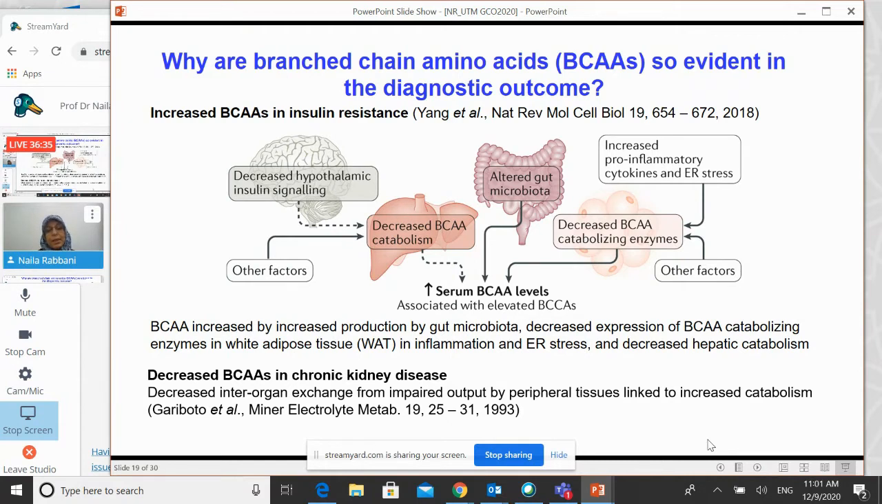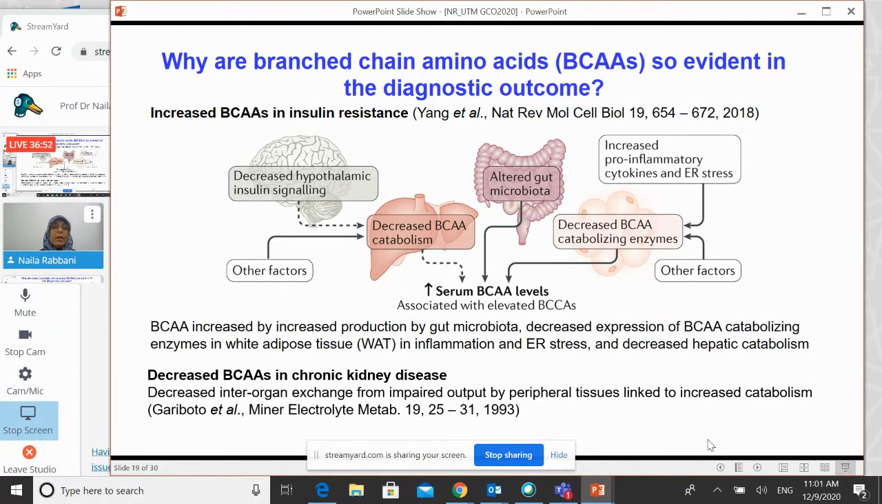But in chronic kidney disease, branched-chain amino acids were decreased, due to decreased interorgan exchange from impaired output by peripheral tissues linked to increased catabolism.